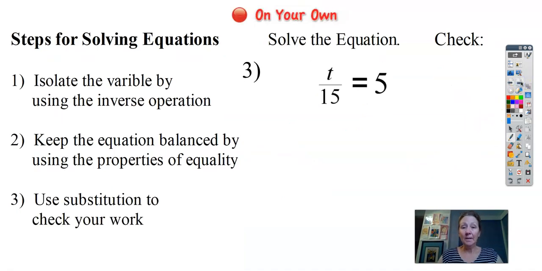Okay. So there's just a couple more OYOs, and then the homework is a worksheet that you would have to get on Canvas. Okay, here we go.